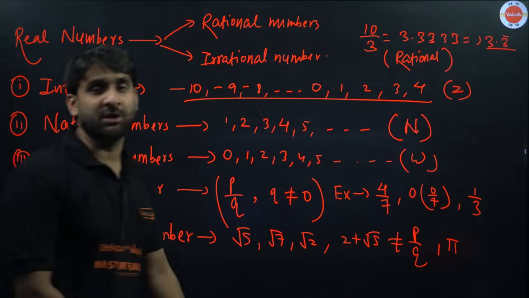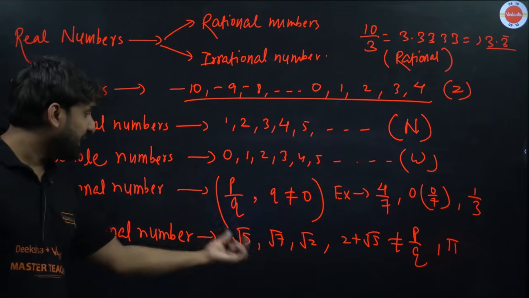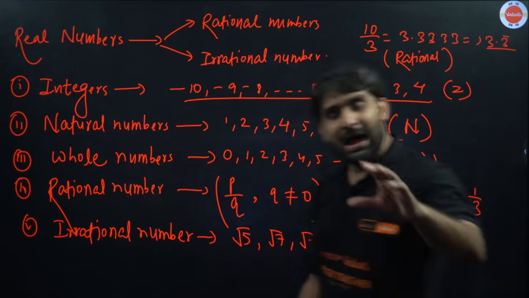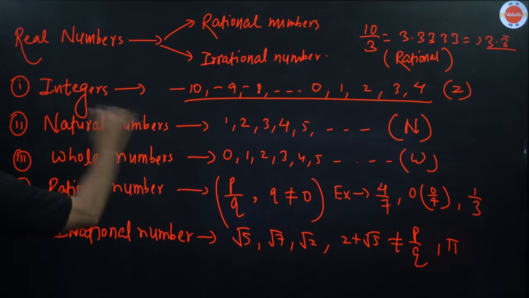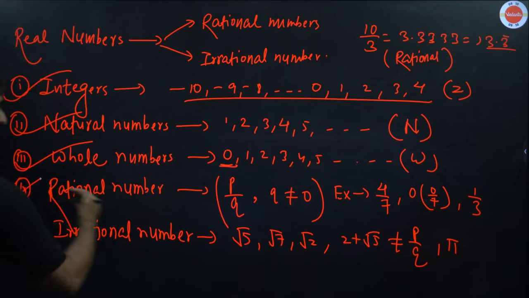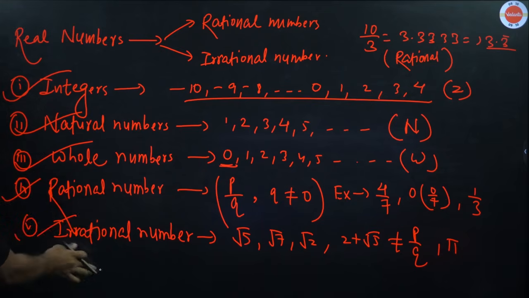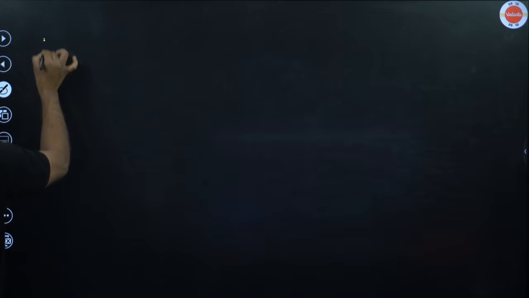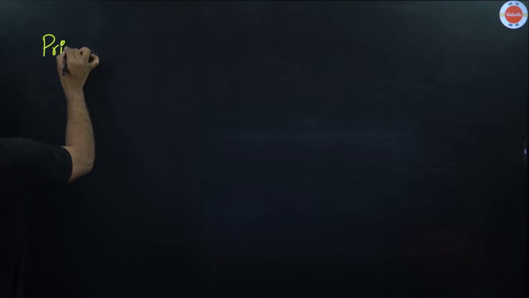This is called rational number. But the number which cannot be written in the form of p by q, all those numbers are irrational numbers. I hope this is clear to you all. Integers clear, natural numbers clear, whole numbers means 0 will be included, rational numbers clear, and irrational numbers clear. Moving to the next part, which is very important: prime numbers.